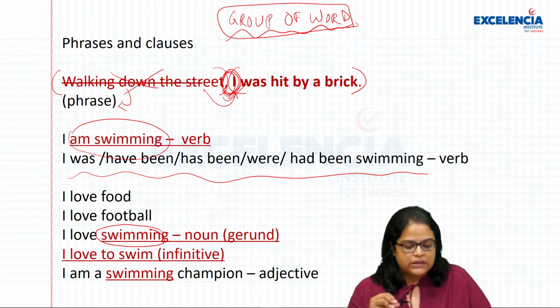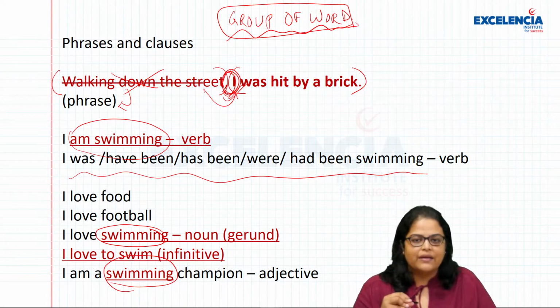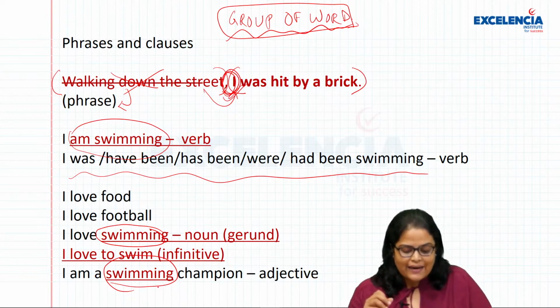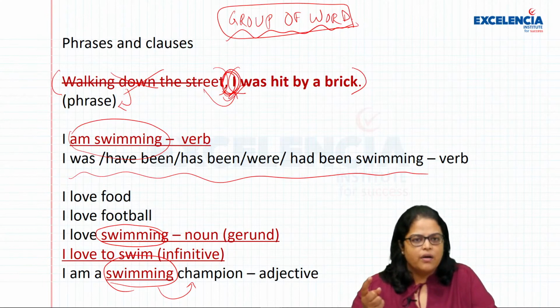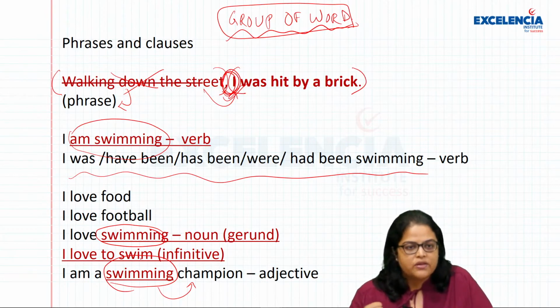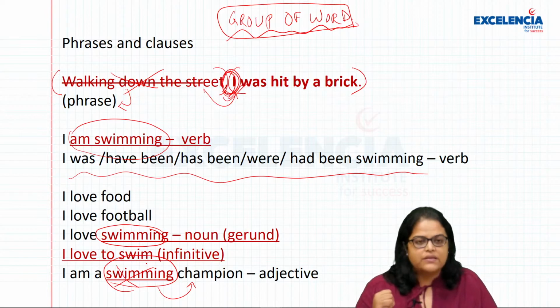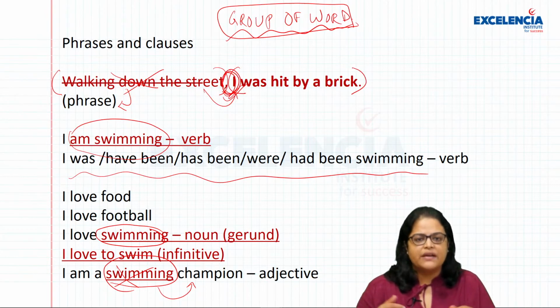Now tell me, Aditya, if I say I am a swimming champion, what is swimming acting like here? This swimming is acting like an adjective. This is something which you didn't know. I'm just telling you now. Am swimming, verb. Love swimming, swimming is a noun. But I am a swimming champion. I can just delete this swimming and say I'm a champion. It doesn't really make sense, but it is a standalone complete sentence on its own.